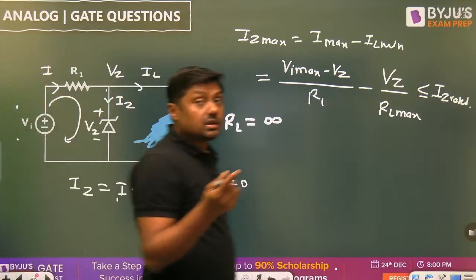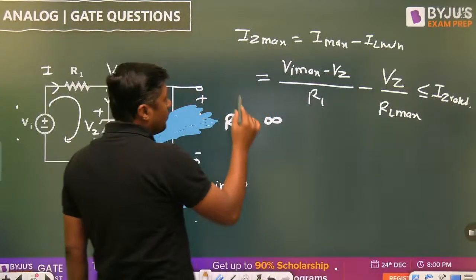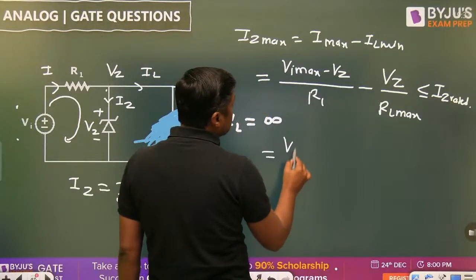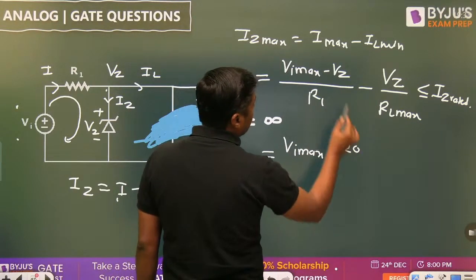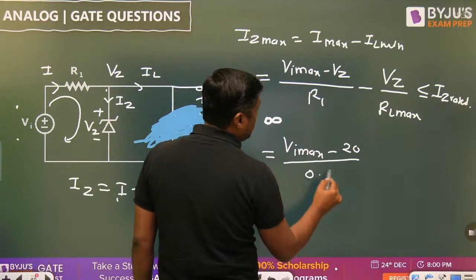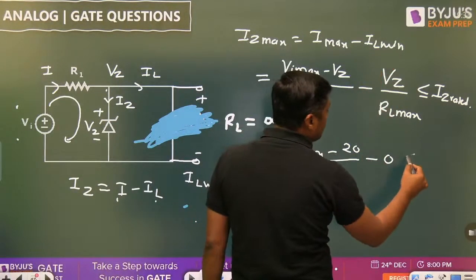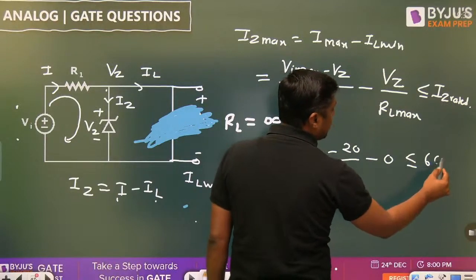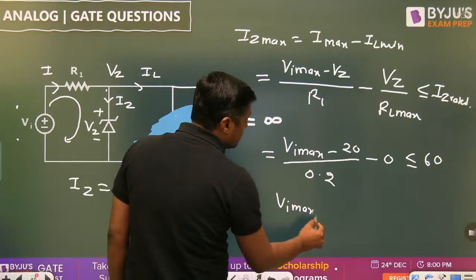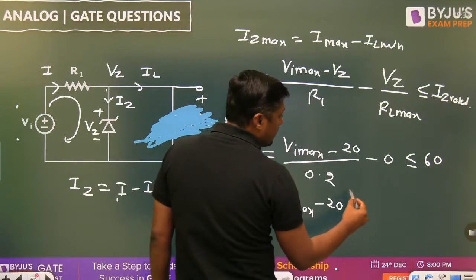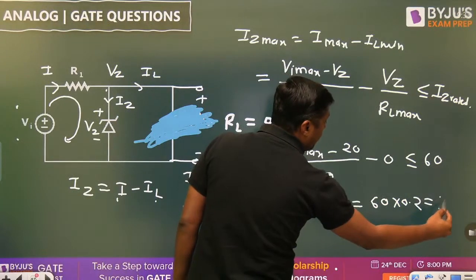That may be the case. In a numerical answer type question or in another question, you can choose that. But in that case, what is the VI maximum? VI maximum minus 20 upon R1, 0.2. The minimum current will become 0. This should be less than the rated current. What is the rated current? 60 milliampere. Then VI maximum minus 20 is equal to 60 into 0.2, that is nothing but 12.